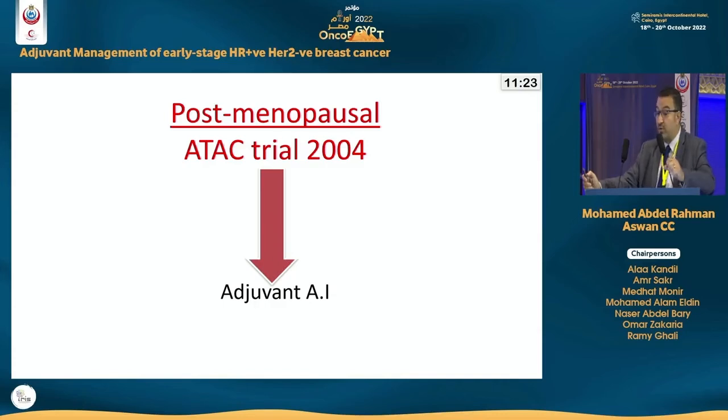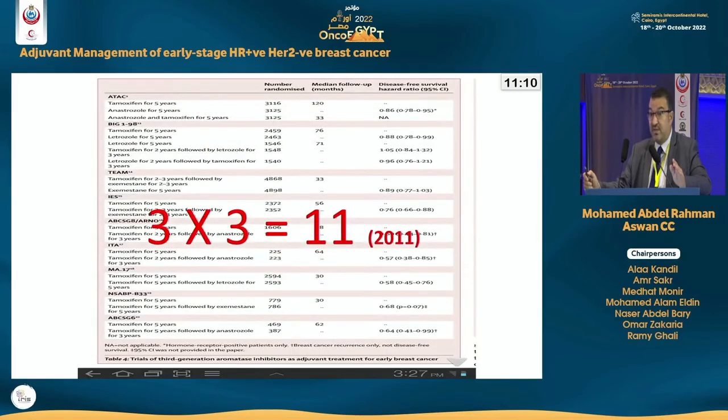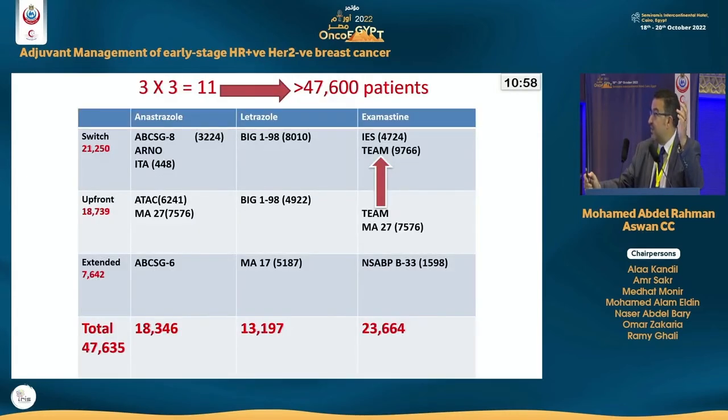For postmenopausal patients, since the year 2004, we have the results of the ATAC trial. The first trial evaluated adjuvant aromatase inhibitors in postmenopausal patients and showed positive results. Then we have 3 agents, anastrozole, letrozole, and exemestane, in 3 ways: upfront, switch, or extended adjuvant. So we have 3 times 3, and we have not 9 trials, we have 11 trials till the year of 2011. This is the landscape of these trials.